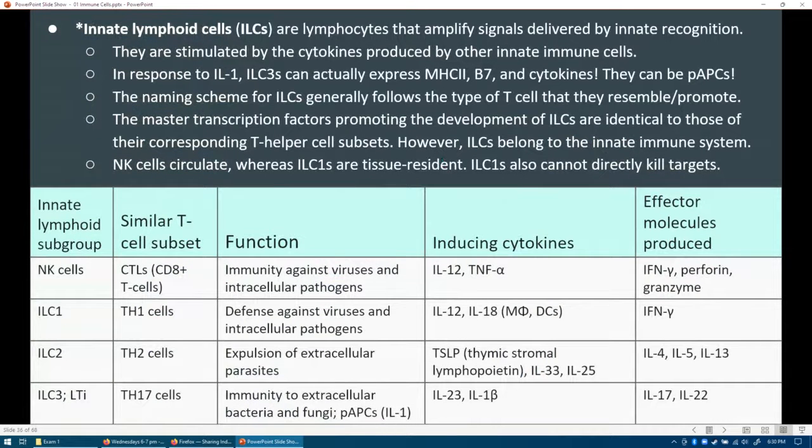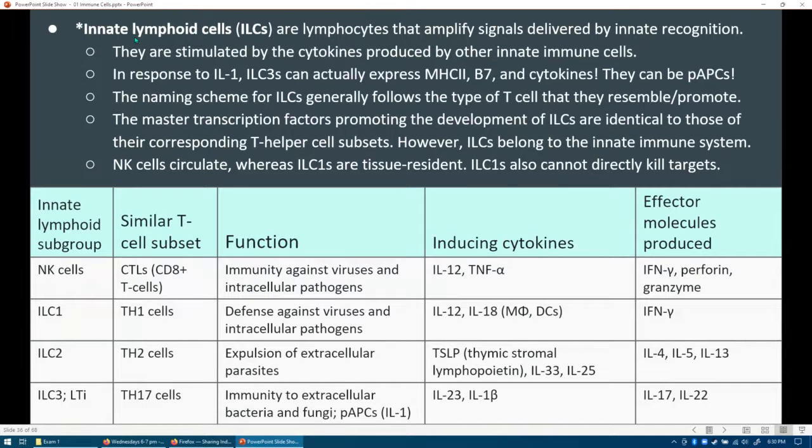And to elaborate further on natural killer cells being an innate lymphoid cell. What is an innate lymphoid cell? So innate lymphoid cells, or ILCs, these are lymphocytes that amplify signals delivered by innate recognition, for the most part. Natural killer cells you could think of as being an exception to that.